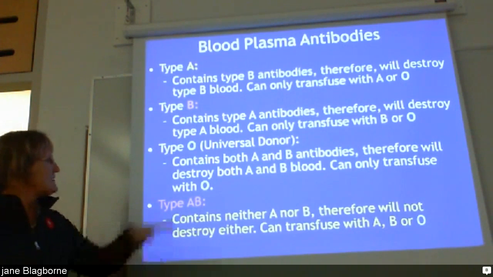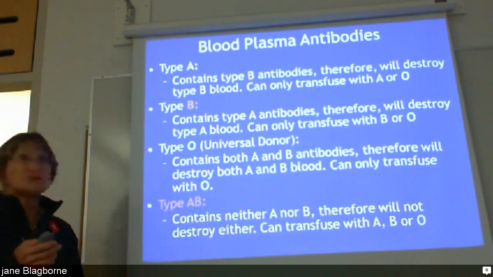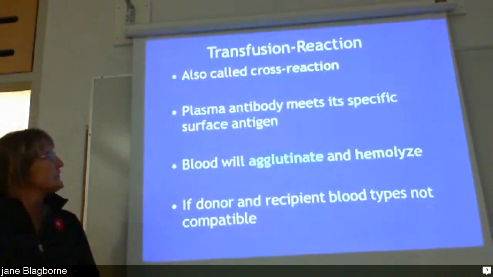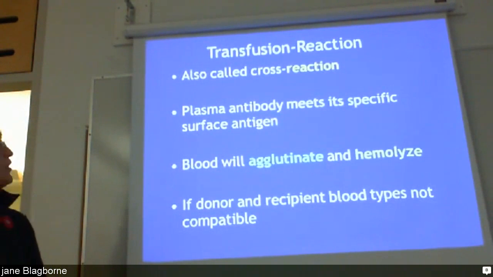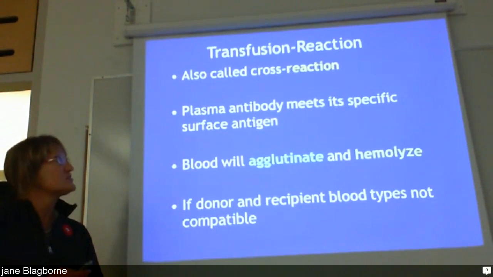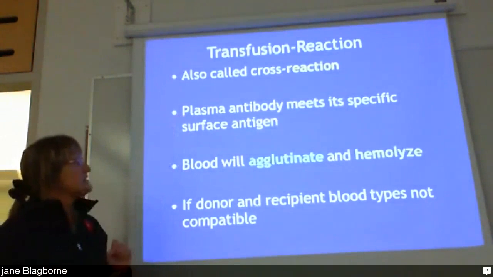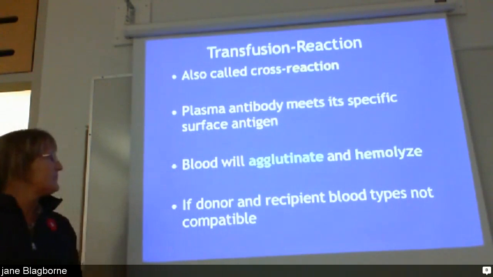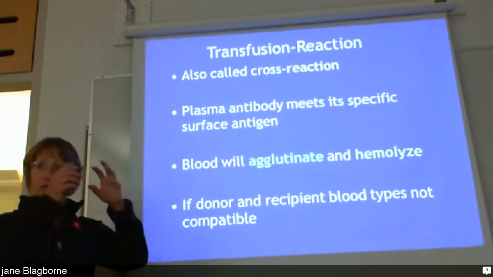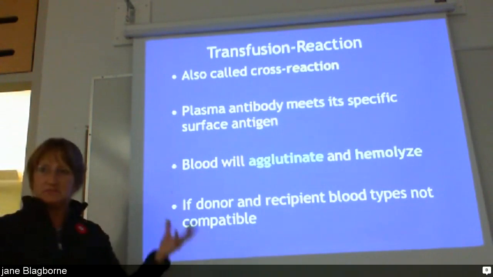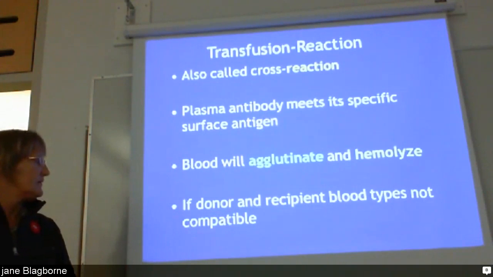Okay. That kind of explains that, hopefully, and if you want to review it, just refer to your textbook. So transfusion reaction, or also called a cross reaction, I have not heard that term ever used. It's always a transfusion reaction. So the plasma antibody that you carry meets a specific surface antigen, and the blood will agglutinate, meaning form clumps, and hemolyze, which means it breaks open. The cells disintegrate.